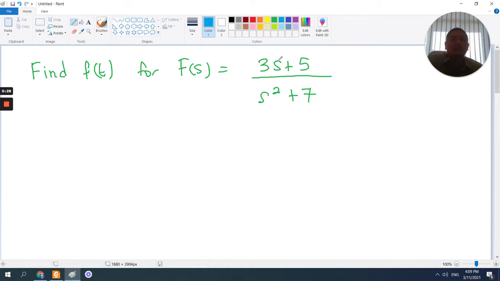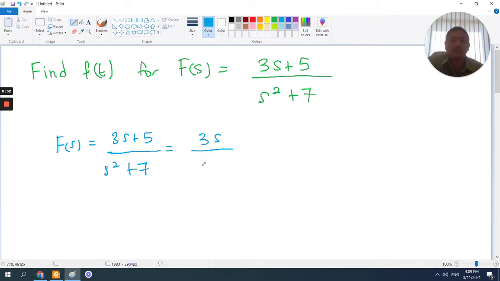So here, what we can do is basically try to change the form of the equation. Instead of (3s plus 5) over (s squared plus 7), we can separate this, or rewrite this, into 3s over (s squared plus 7) plus 5 over (s squared plus 7).